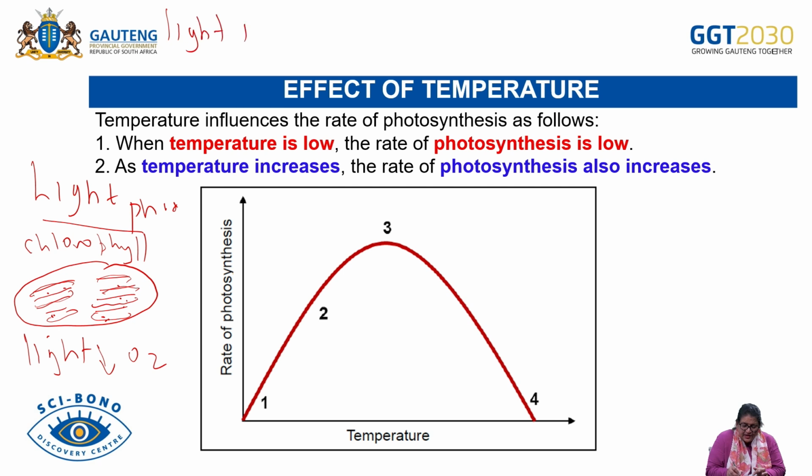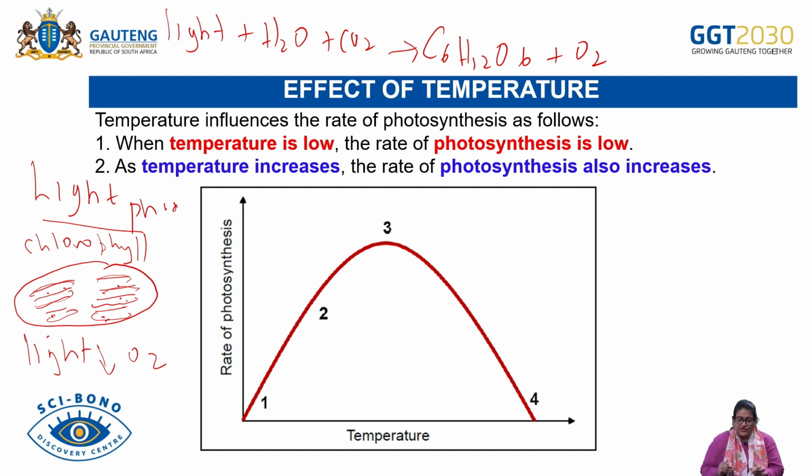Light plus water from the soil plus CO2 from the air is going to give us C6H12O6 plus oxygen. These are the products, and these are the raw materials. So, which raw material is going to be used in the light phase of photosynthesis? It's going to be light and water.